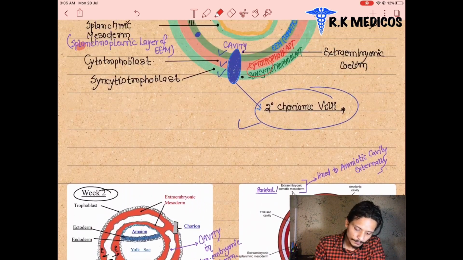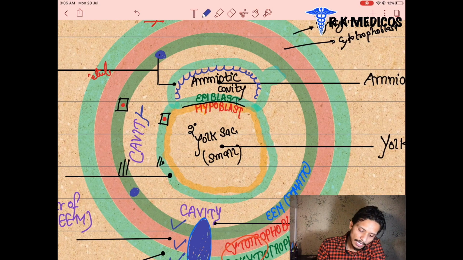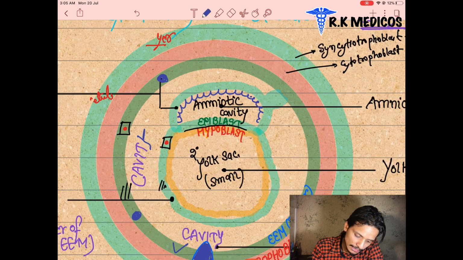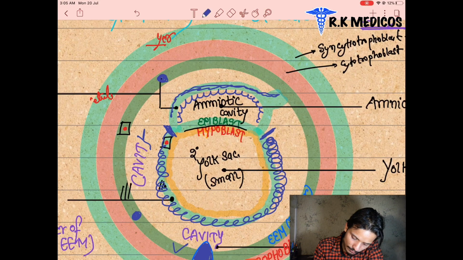You can see here. This is the lining of the internal amniotic cavity, and now you know these cells are amniogenic cells from the first diagram. And there is also something covering it from here. What is this? This layer is till here, this whole structure. This one is the splanchnopleuric layer of extra embryonic mesoderm.